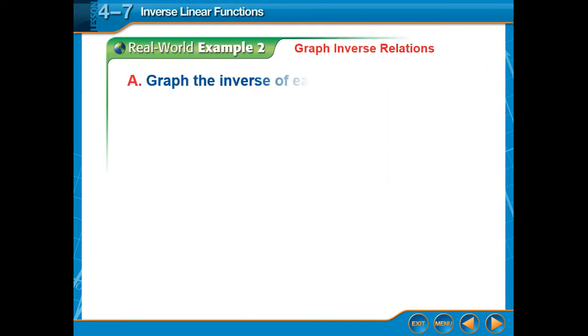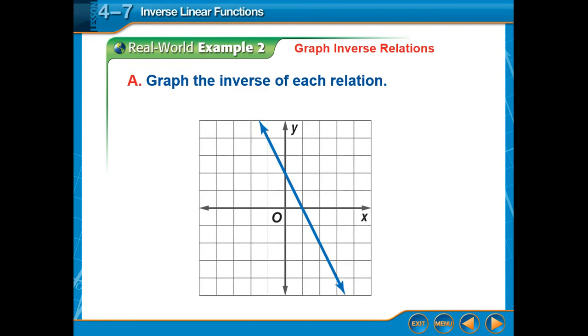All right, we can do the same thing with a graph. So if this is a graph, we can find the inverse of a line by switching our x and our y values. So looking at this, I have a point here. This point is negative 1, 4. So if I want to graph the inverse, I'm going to have the point 4, negative 1. So 4, negative 1 would be here.